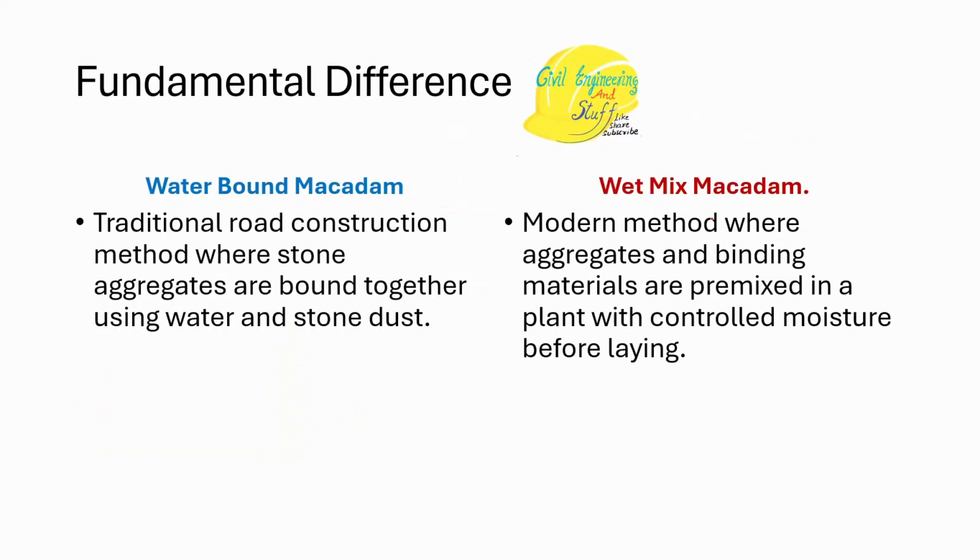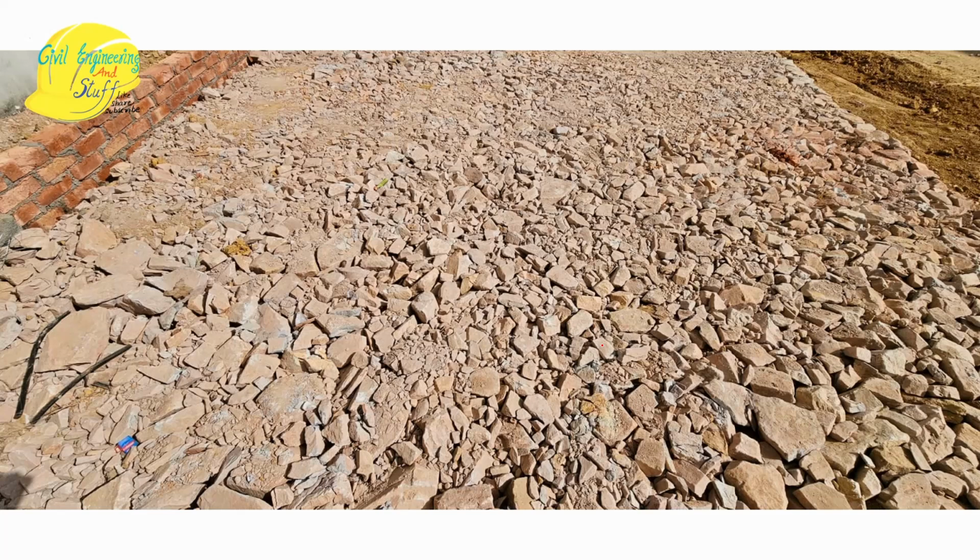So, talking about the fundamental difference between WBM and WMM, WBM being water-bound macadam and WMM being wet mix macadam. Now, water-bound macadam is a traditional road construction method where stone aggregates are bound together using water and stone dust, sometimes referred to as screens. While wet mix macadam is a well planned, well executed mix that contains aggregate and the binding material that are pre-mixed in the plant and then laid on the field at a controlled moisture. Right. So let me just show you some pics.